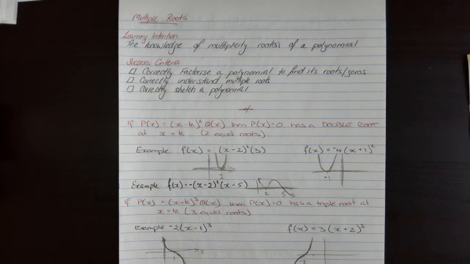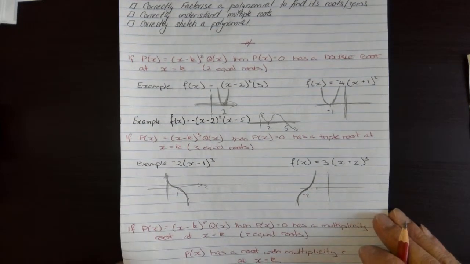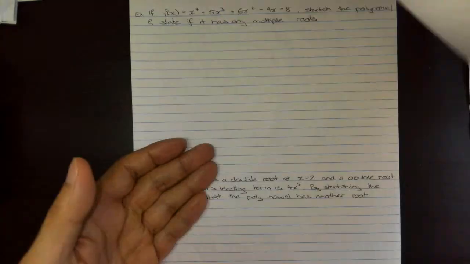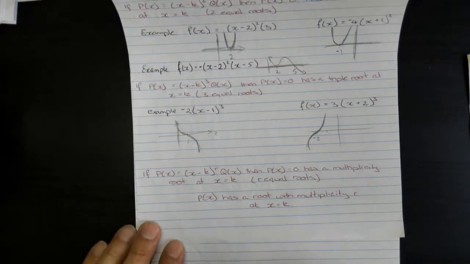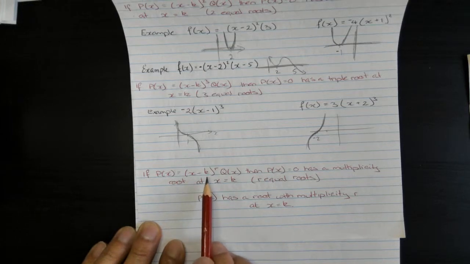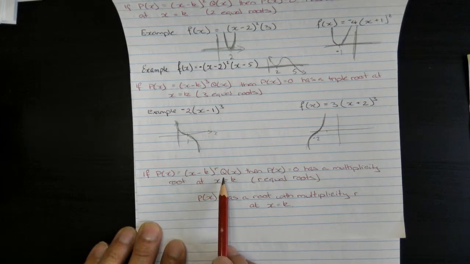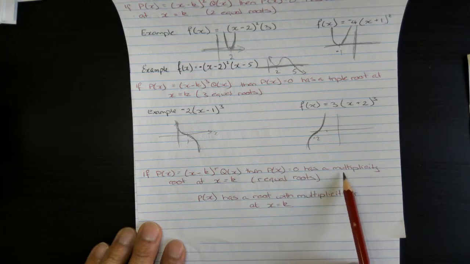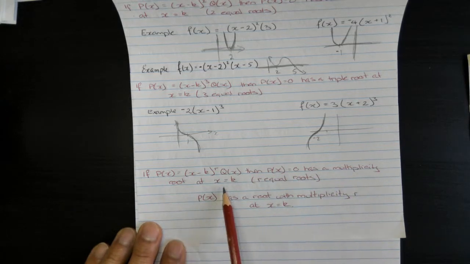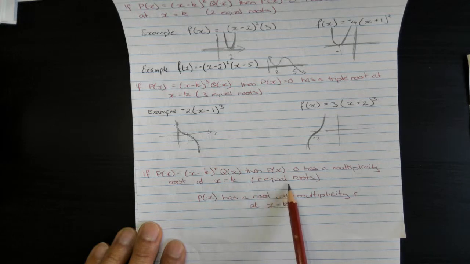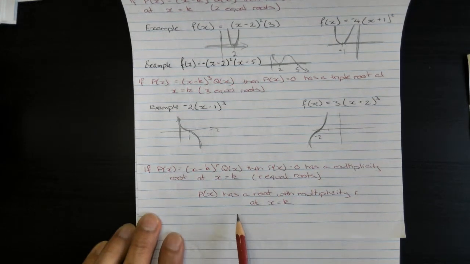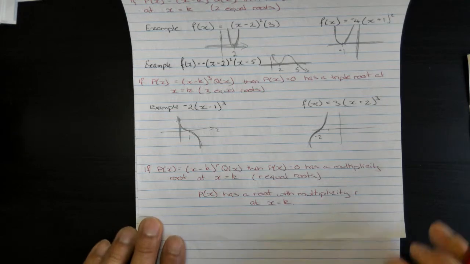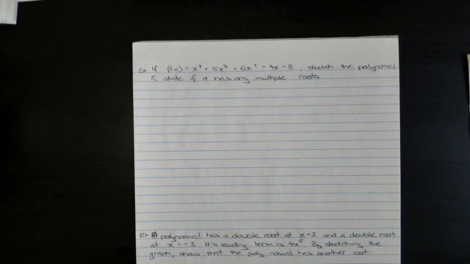So the rules are, if p of x equals (x minus k) to the power of r times q of x, then p of x equals 0 has a multiple root at x equals k, where r is the number of equal roots. So p of x has a root with multiplicity of r at x equals k. We'll do some examples.